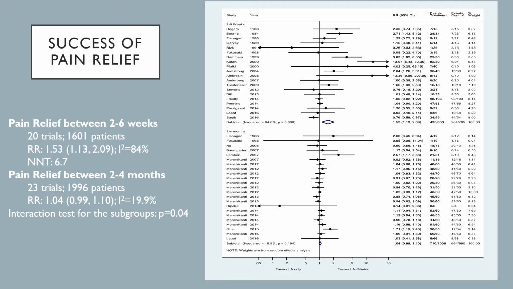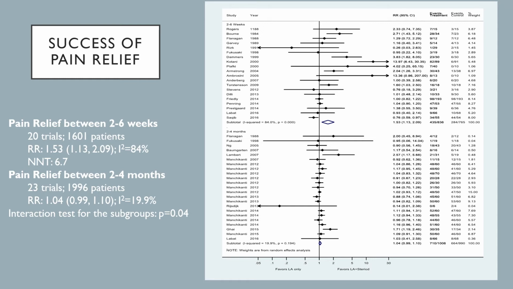Out of 42 studies, pain relief outcomes were reported between 2 to 6 weeks by 20 trials involving 1,601 patients. The relative risk was 1.53, favoring the addition of steroids to local anesthetic, and was statistically significant. The I-square, a measure of heterogeneity or inconsistency, was 84%, and the number needed to treat was 6.7.